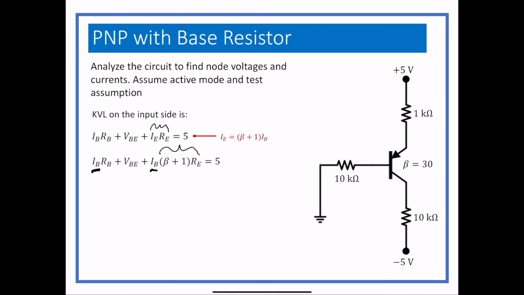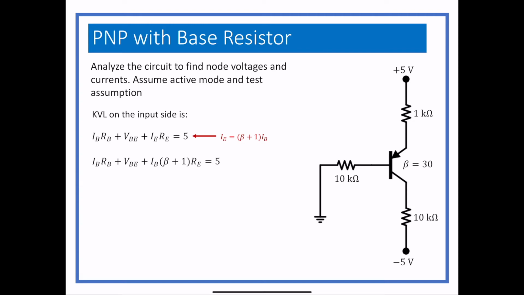So we actually think of beta plus 1 RE as a resistance in and of itself. Beta plus 1 has no units, so if we multiply RE times beta plus 1, we can just get a bigger resistance to adjust for the fact that the current is smaller. Now that we have the equation set up, we're just going to go through and solve for the three currents.